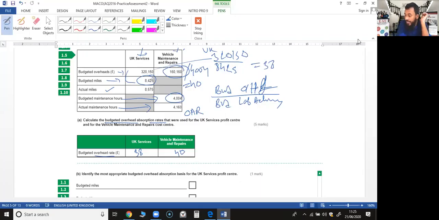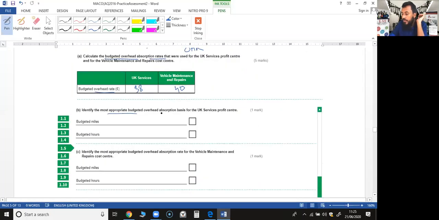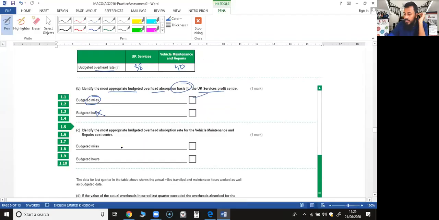Now there are theories. The first one, identify the most appropriate budgeted overhead absorption basis for UK services. For UK services, we have used miles, not the hours. And so the answer is miles. And identify the most appropriate overhead absorption basis for the vehicle maintenance. For maintenance, we didn't use miles, rather we used hours. That is the answer. It depends what intensive business yours is. What intensive business or what intensive department is that.